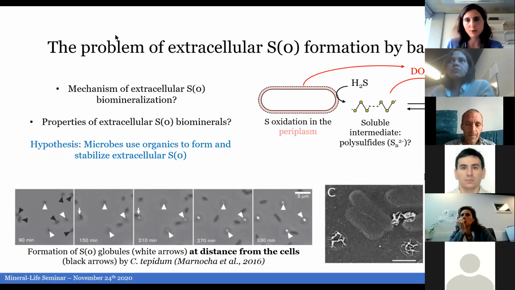which can be those polysulfides. And then they can diffuse away from the cells. Right. And I think that it's their reaction with the organics that the microbes are also excreting that is causing those polysulfides to stabilize as elemental sulfur.